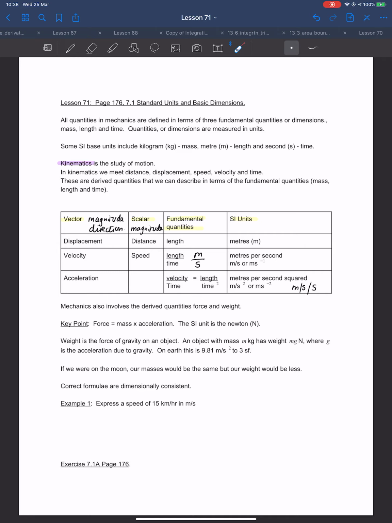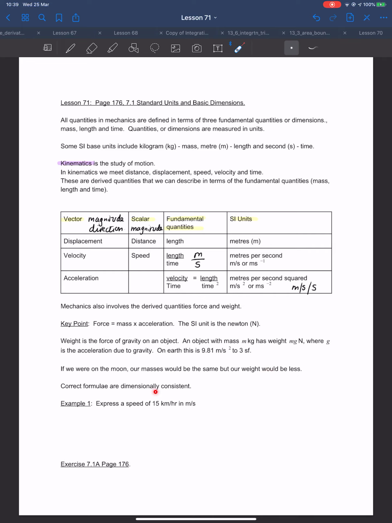Okay, weight is the force of gravity on an object. An object with mass m kilograms has weight mg newtons, where g is the acceleration due to gravity. On Earth, this is 9.81 metres per second squared, so three significant figures. If I was on the moon, our masses would be the same, but our weight would be less. And that's because the gravity on the moon is less.